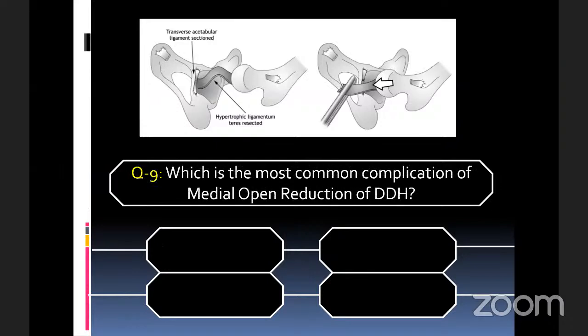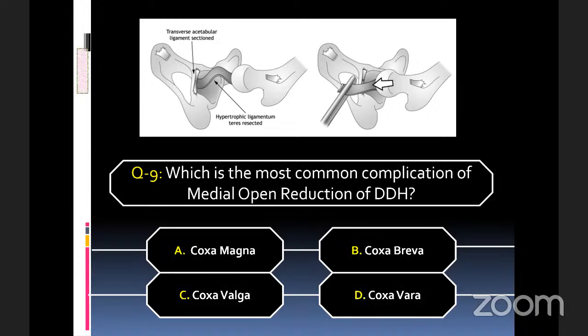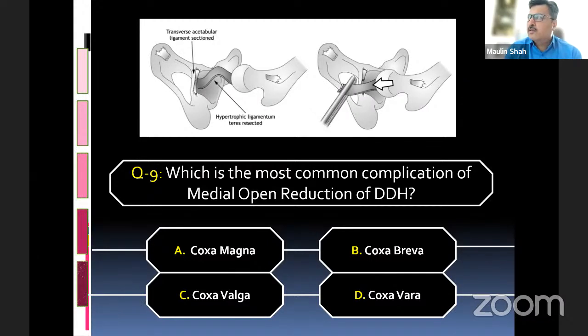Next question, which is the most common complication of medial open reduction of developmental dysplasia of hip? First is coxa magna, coxa breva, coxa valga, coxa vara. Dr. Salil Upasani from San Diego discussed medial open reduction DDH.